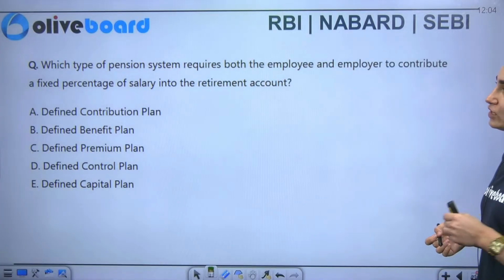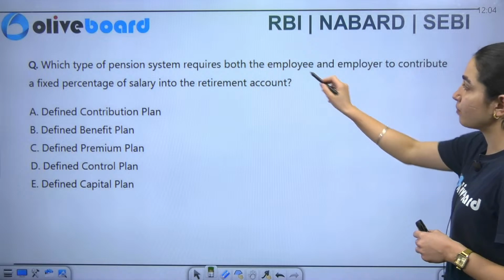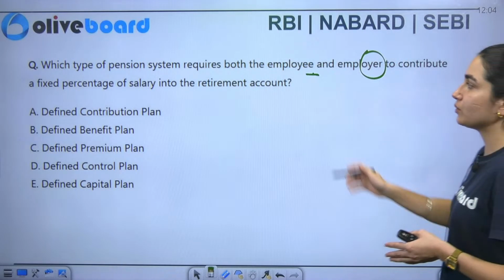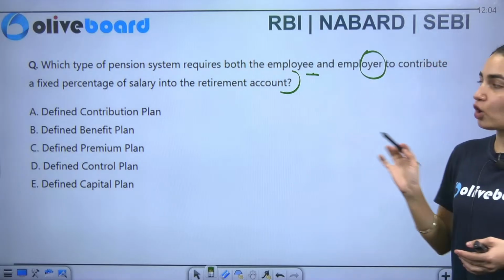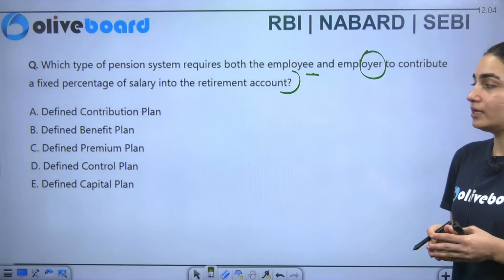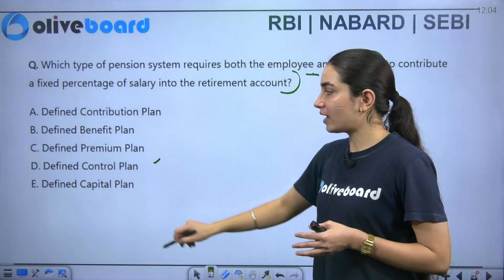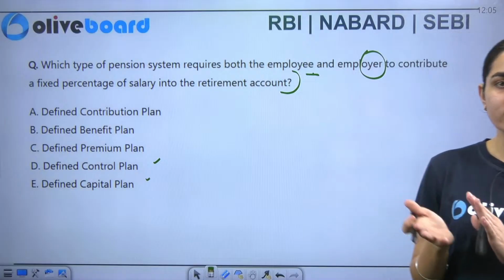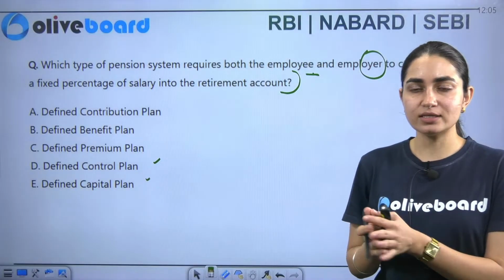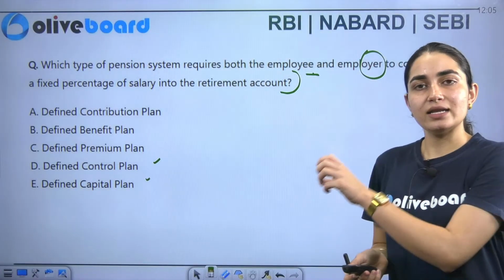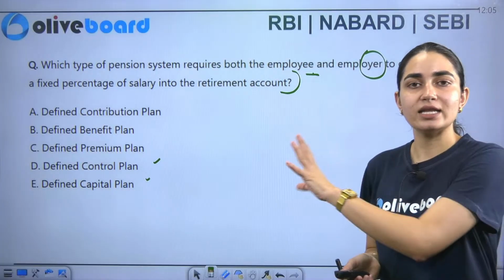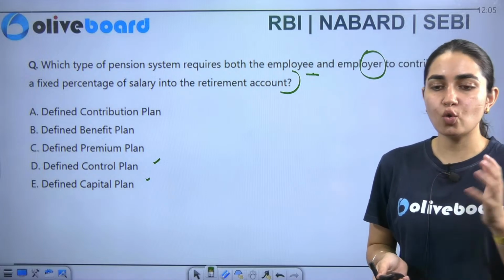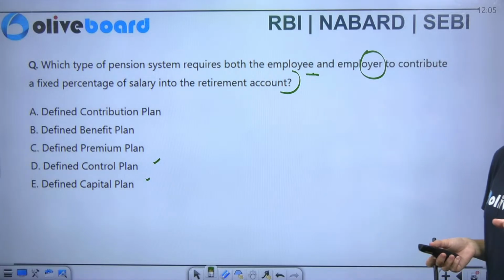The next question says, which type of pension system requires both employee and employer to contribute a fixed percentage of salary into a retirement account? Is it defined contribution plan, defined benefit plan, defined premium plan, defined control plan, or defined capital plan? Aditi says A. Okay, so let's go in such a manner. Even if you do not know the correct answer, you can simply write no here. Then I'll know that you do not know the correct answer, and I'll tell you the correct answer myself. This will save our time. Okay, Aditi says A.